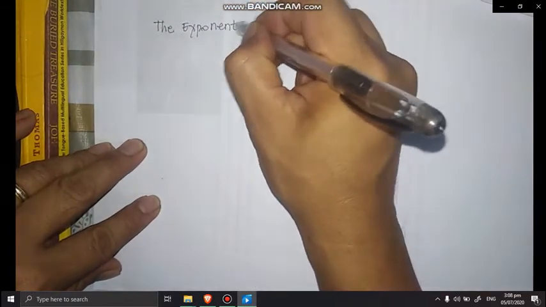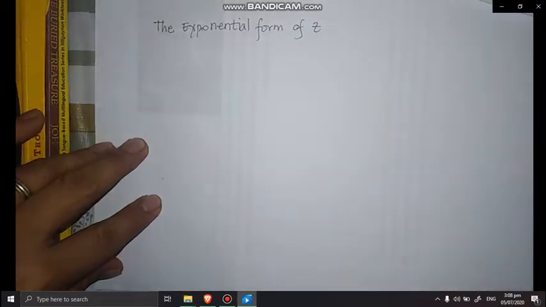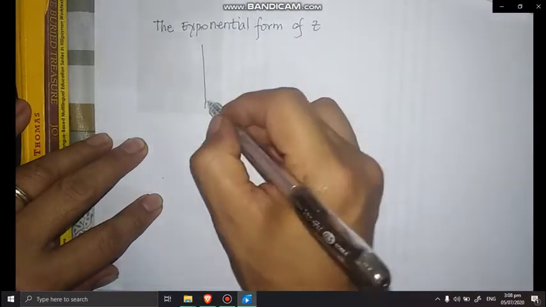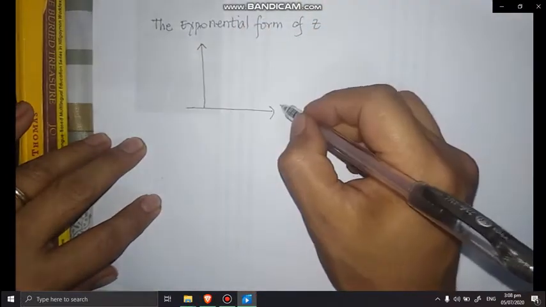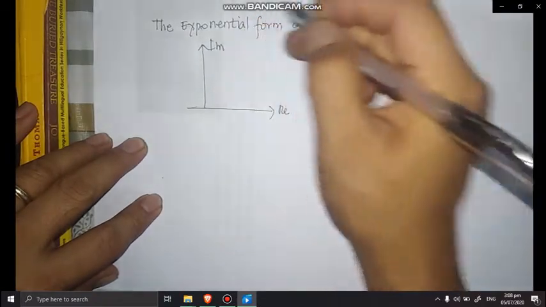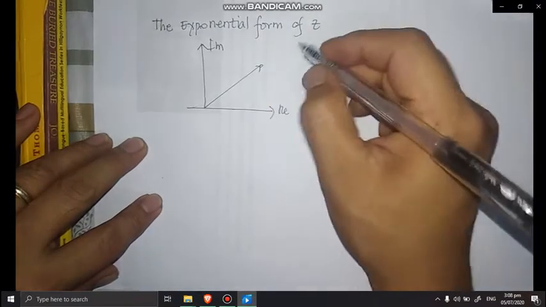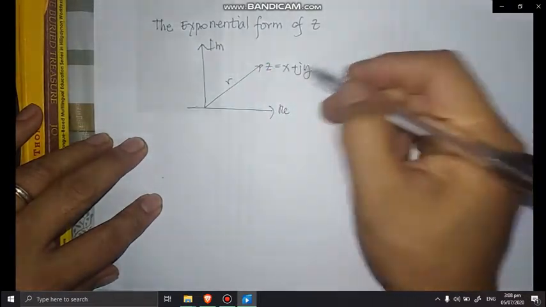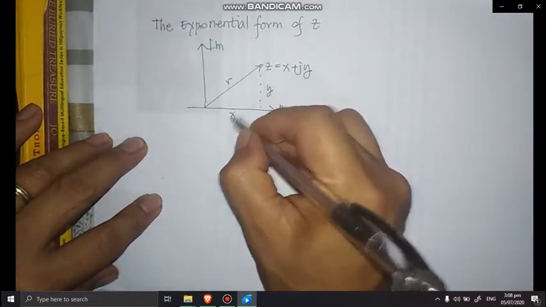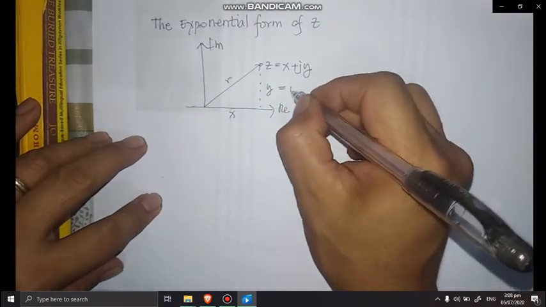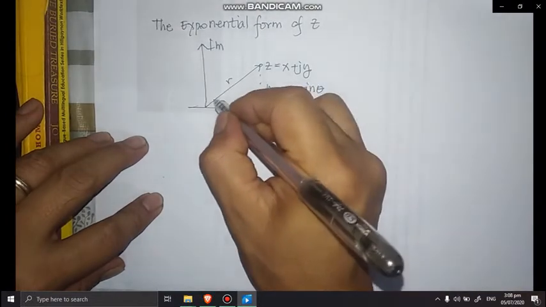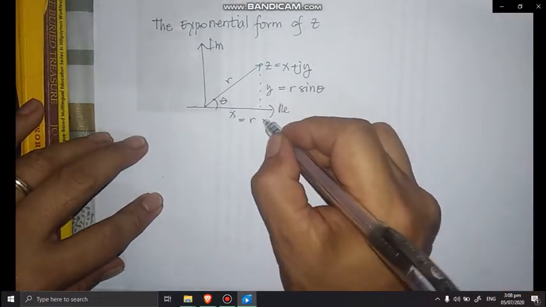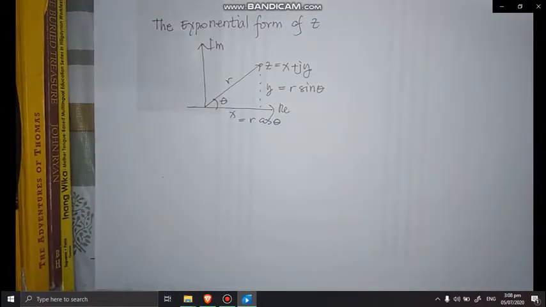Our next topic is the exponential form of the complex number z. Now from this Argand diagram, the real axis and imaginary axis, you have your complex number z equals x plus jy. You have your radius r, you have your y, and you have your x. And y is equal to r sine of theta, where theta is the angle here, and x is equal to r cosine of theta.